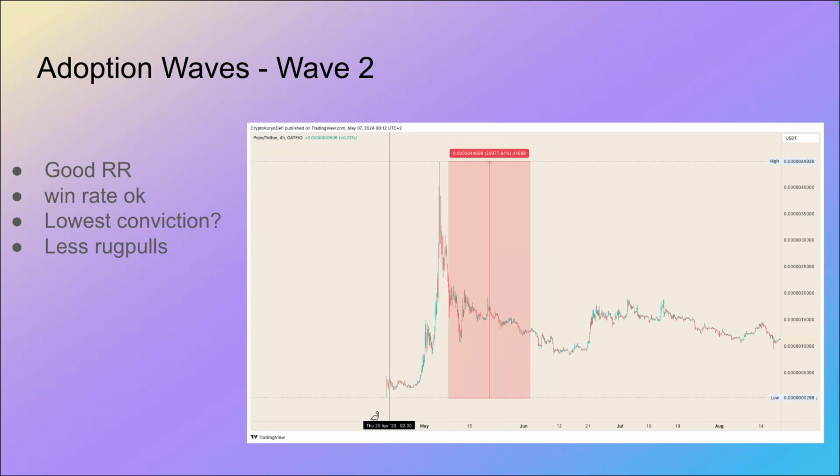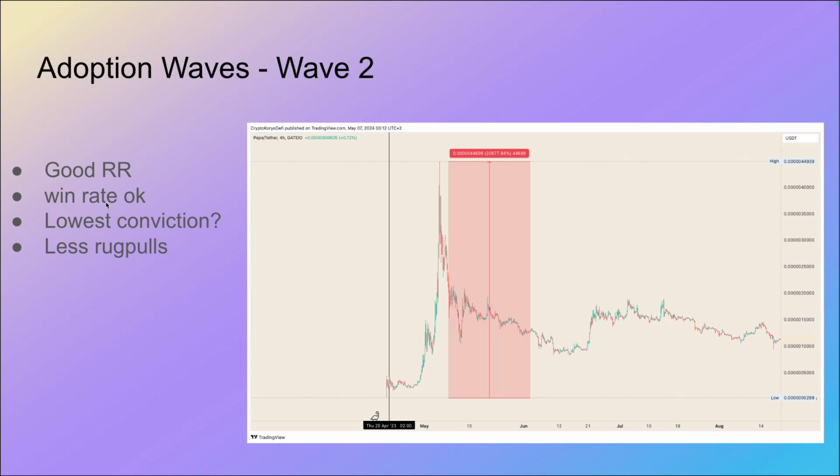This is where you have to go on Discord, Telegram, and study their Twitter. You have to study how unique they are, how fun they are, how many maxis they have, how many holders, and what people are doing on chain, etc. But obviously the risk to reward is still good, and you can have an okay-ish win rate on wave two.